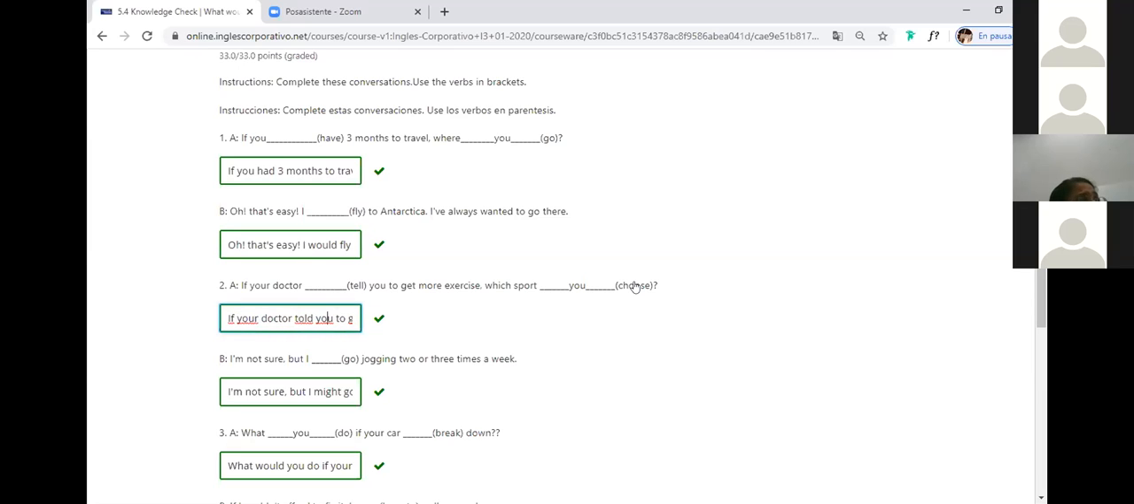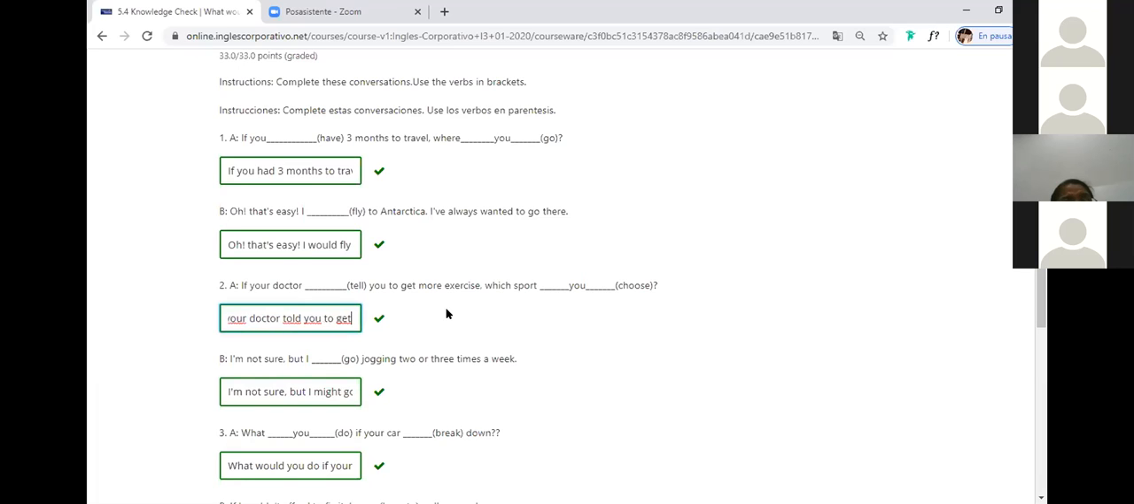If your doctor told you to get more exercise, comma, which sport would you choose? Perdón, to get more exercise, ¿verdad? Correcto. Yo lo que hice es copiar la de arriba e irla poniendo, copy, paste adentro y ya. El final solo el choice sin ningún cambio y el signo de interrogación.